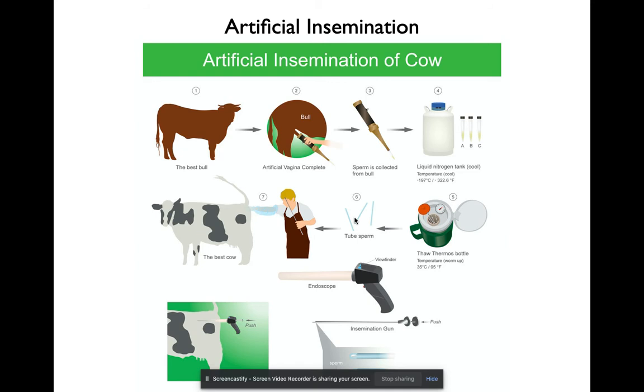And ranchers do this all the time because they can ensure that all of their females get pregnant at the same time, basically, so that all of their calves are born around the same time.